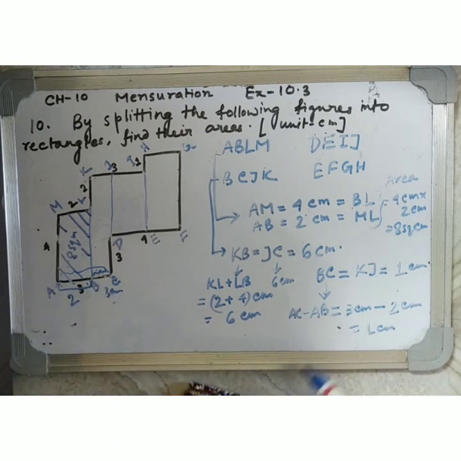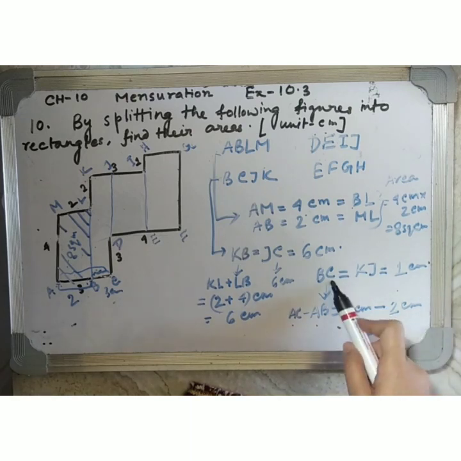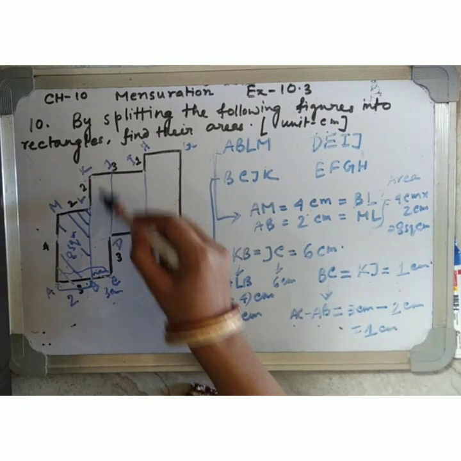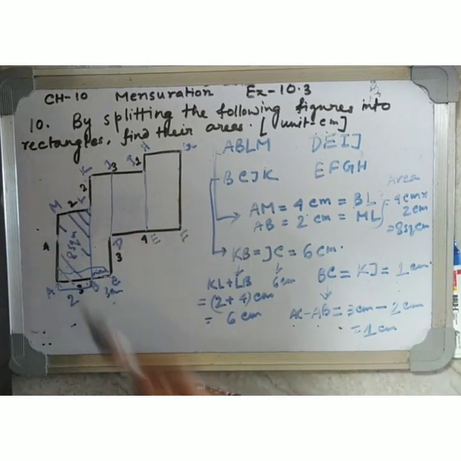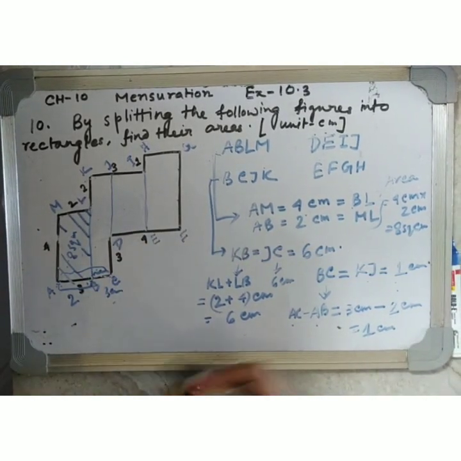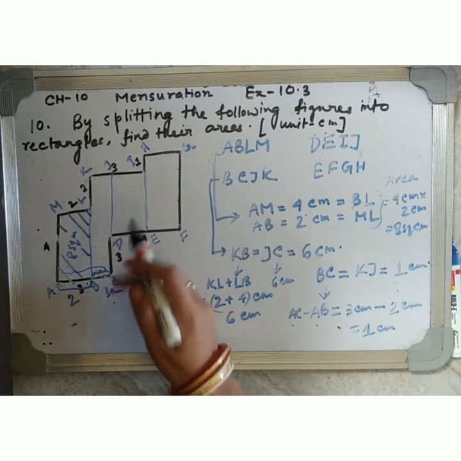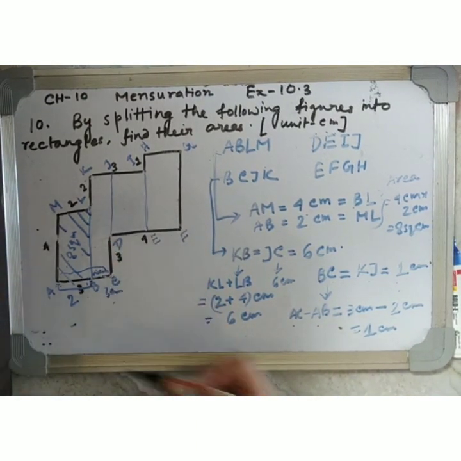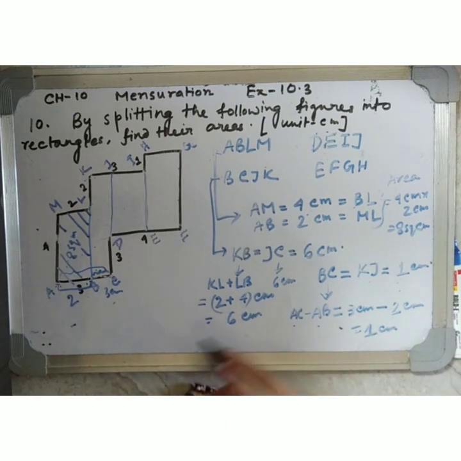So BC will be equal to AC minus AB, that is 3 centimeter minus 2 centimeter, that is 1 centimeter. Okay. So BC is equal to KG is equal to 1 centimeter, which is for this rectangle BCJK. Now we have come to know the length of this rectangle BCJK and the breadth of this rectangle BCJK. So how to find it?